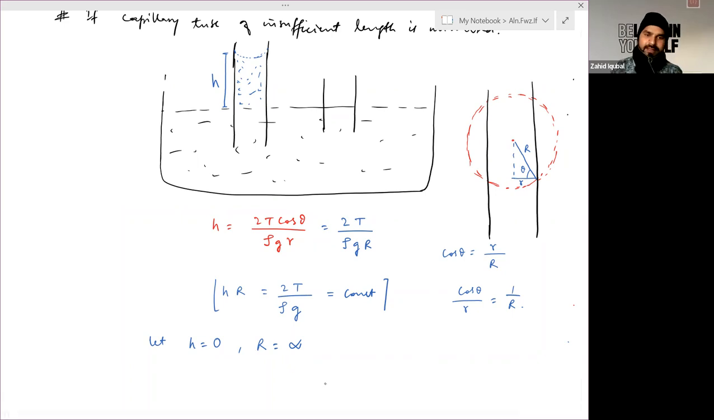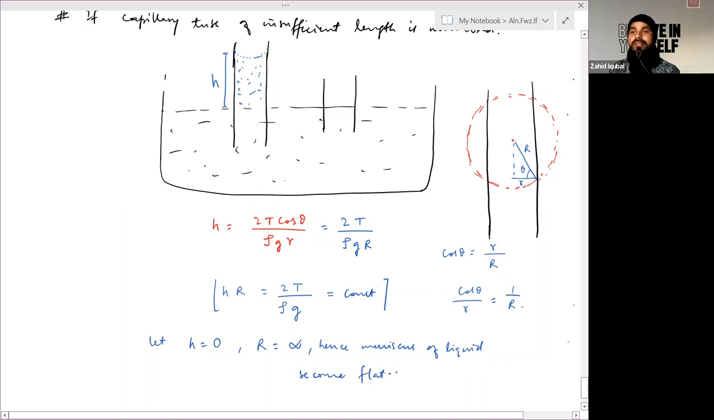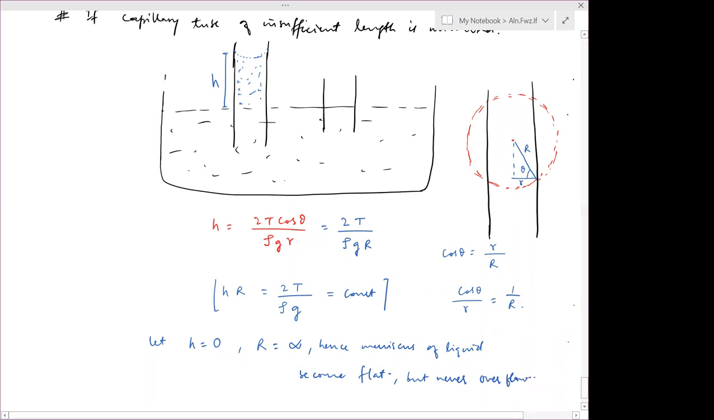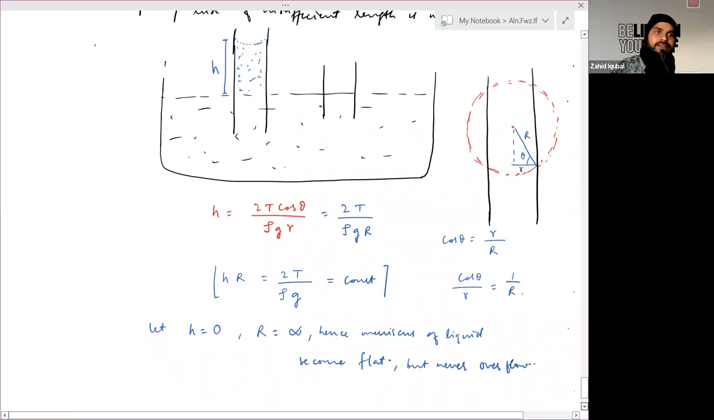Hence, the meniscus of the liquid becomes flat, but it will never tend to overflow. Is it clear? Yes, sir. Then let me explain why it is not overflowing.